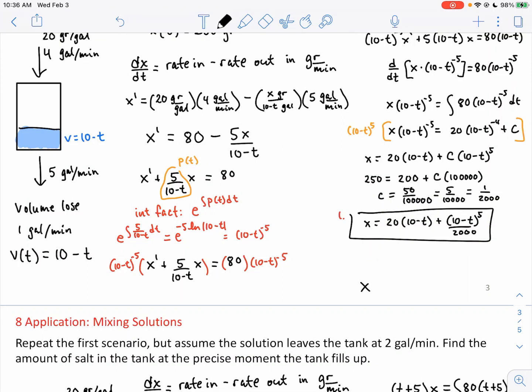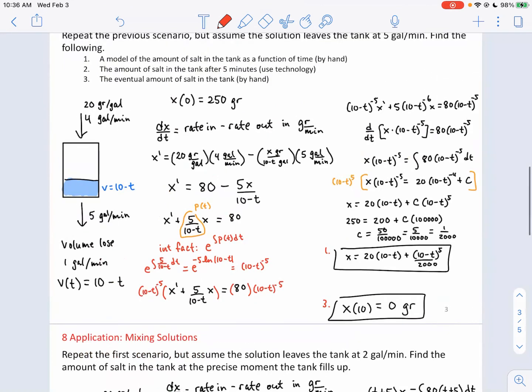Let's go ahead and answer that right now. At the 10-minute mark, x of 10 will be 0 grams. So that answers question 3.